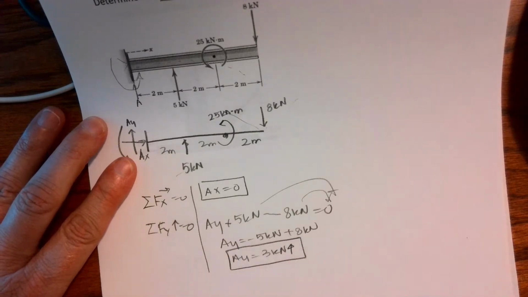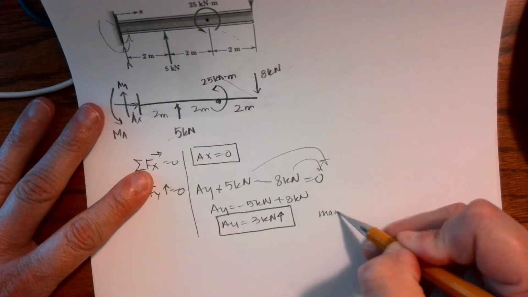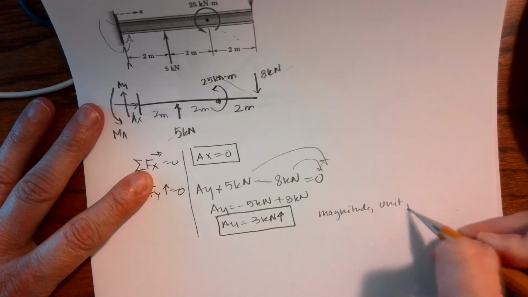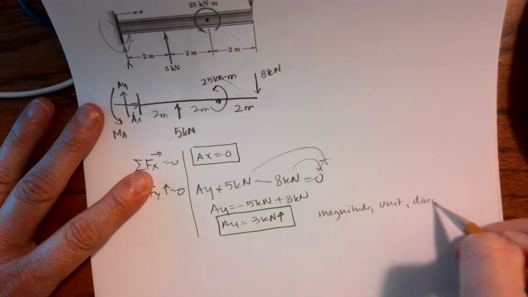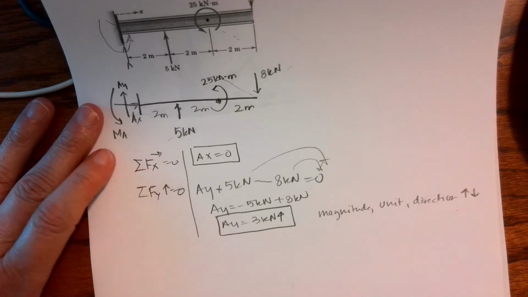up at 3 kilonewtons. So again, you're going to have the magnitude, you're going to have the unit, and you're going to have direction. Up or down, if it's Y.